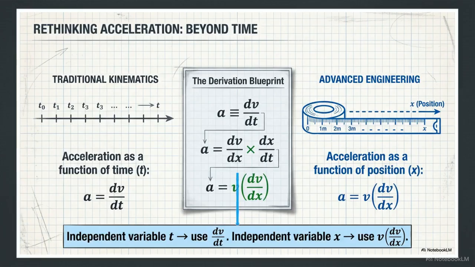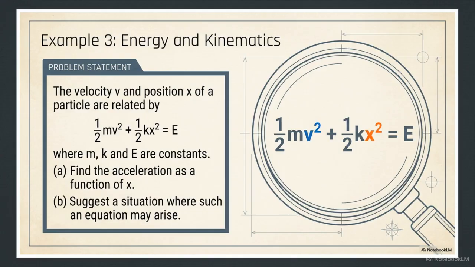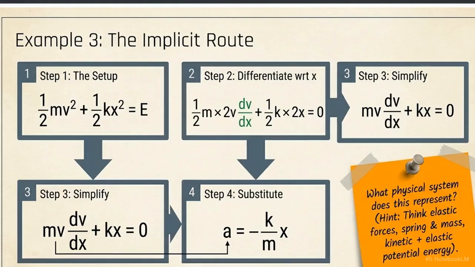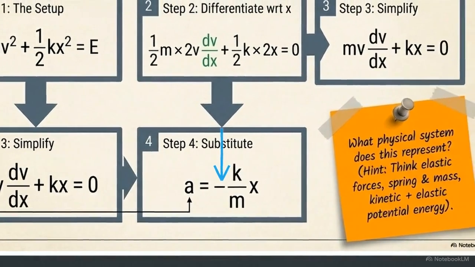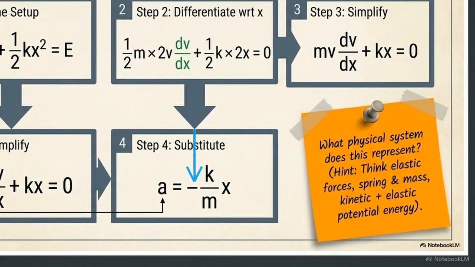This blue box establishes the golden rule. The form of acceleration used is dictated entirely by the independent variable presented in your data. We can test this spatial derivative on a classic system, a mass on a spring, defined by its kinetic and potential energy. In step 2, differentiating this energy equation with respect to position uncovers the underlying acceleration. By step 3, the calculus isolates a velocity gradient term. Substituting our new definition shows the math is consistent, matching Hooke's law for elastic forces.